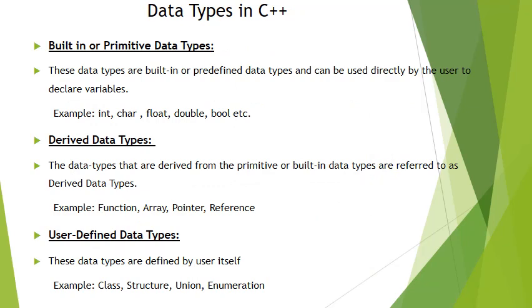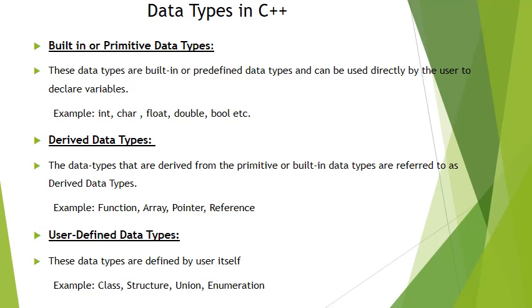The first one is built-in data type or primitive data type. These are the data types which are built-in, or predefined. And the advantage is that the user can use these data types directly in order to declare a variable. The examples for built-in data types are integer, character, float, double, and Boolean.